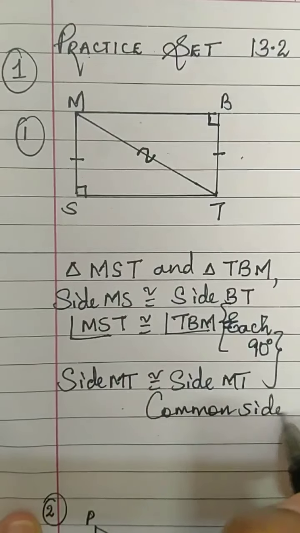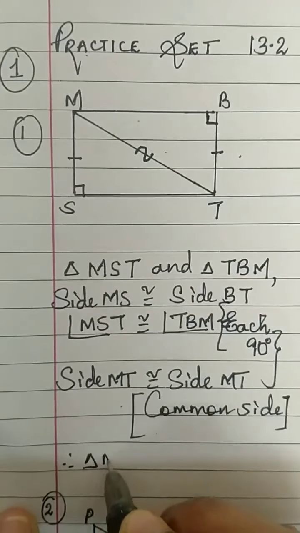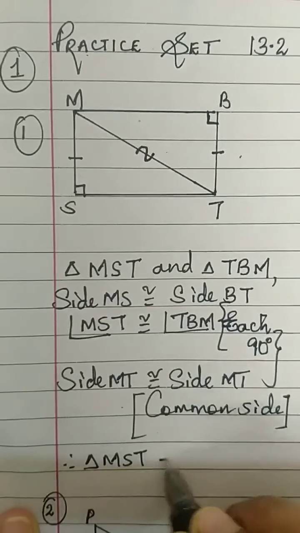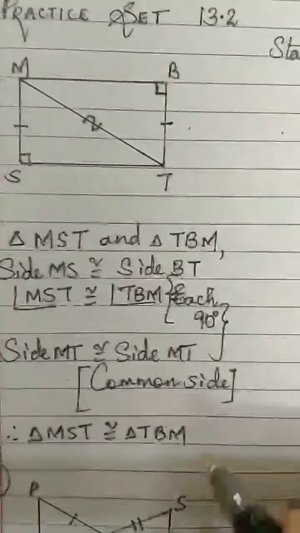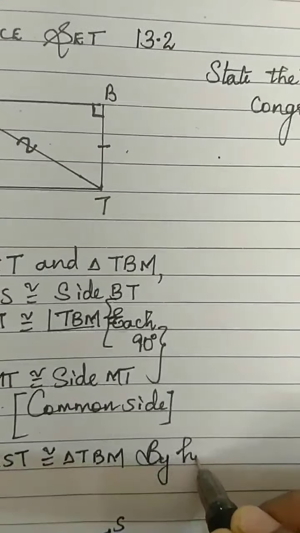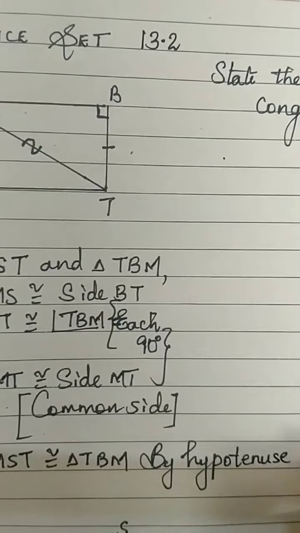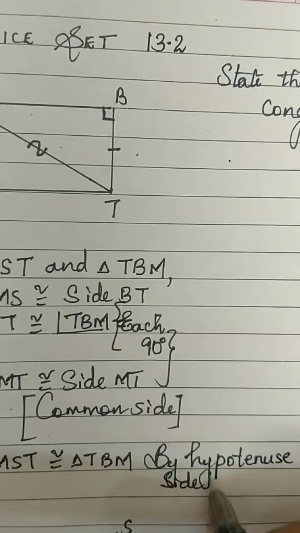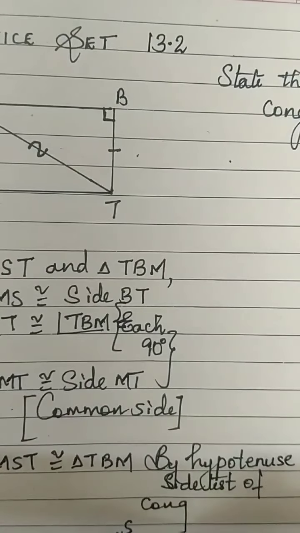If you get three parts congruent, then we can say that therefore triangle MST is congruent to triangle TBM by the hypotenuse side test of congruence.